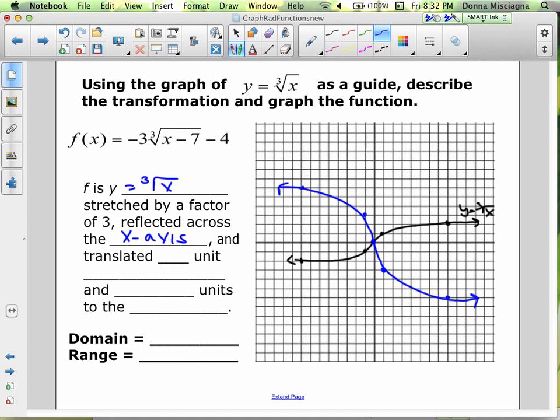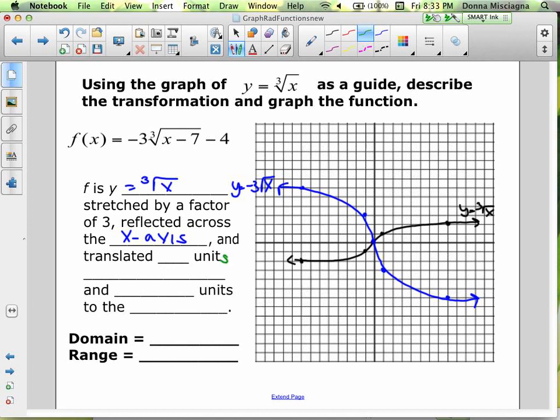All right, and so now this one here, by the way, was y equals negative 3 times the cube root of x. All right, and now we just need to translate it. The minus 7 under the radical, right? It's negative, and it's subtracted from x. Right? So it's horizontal, and it is to the right.